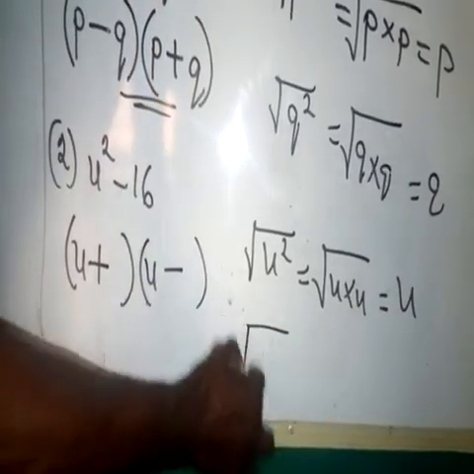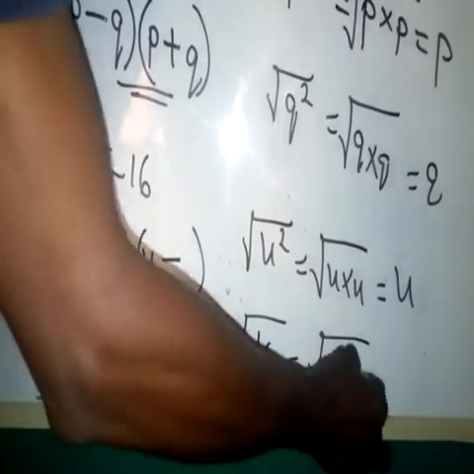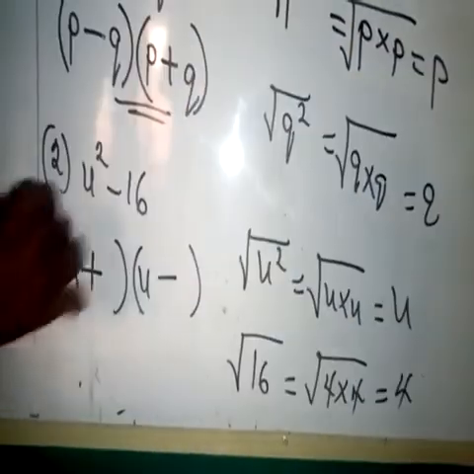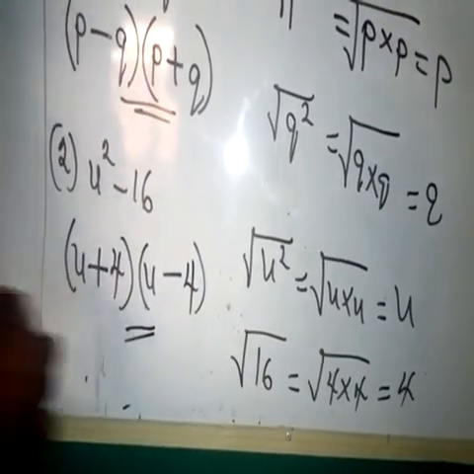Now the next one, the square root of 16. What will it give you? 4 times 4, right? Which is what? 4. You pick 1. Now you put 4 here, then you put 4 here. This is your final answer.